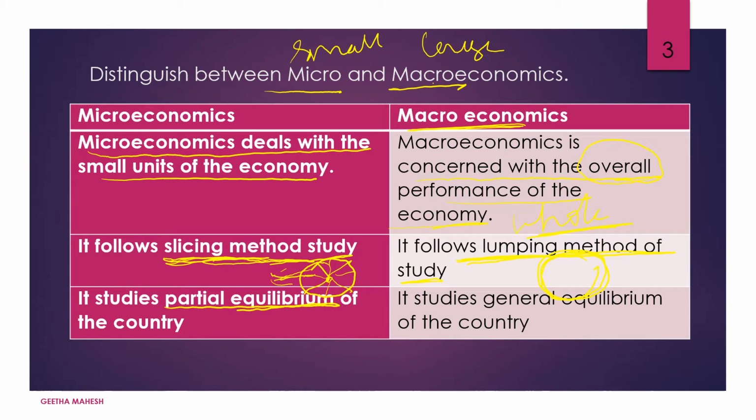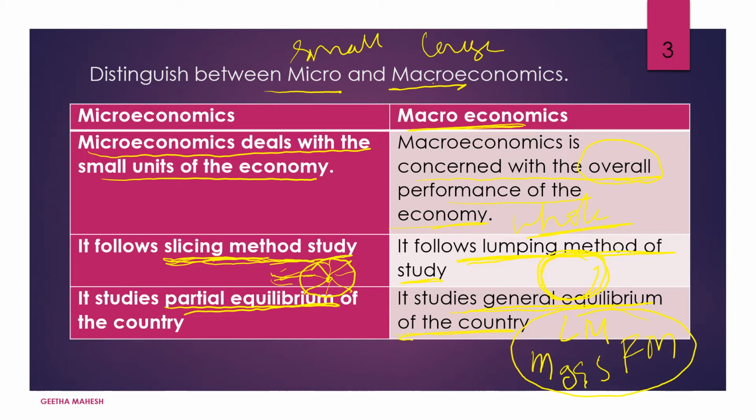Microeconomics deals with the partial equilibrium of the country, but macroeconomics deals with the general equilibrium of the country. So, all three markets are studied simultaneously under macroeconomics. So, there is a labor market, financial market and market for goods and services. All three markets are studied together and simultaneously. As we know, all these three markets are interlinked and interdependent.